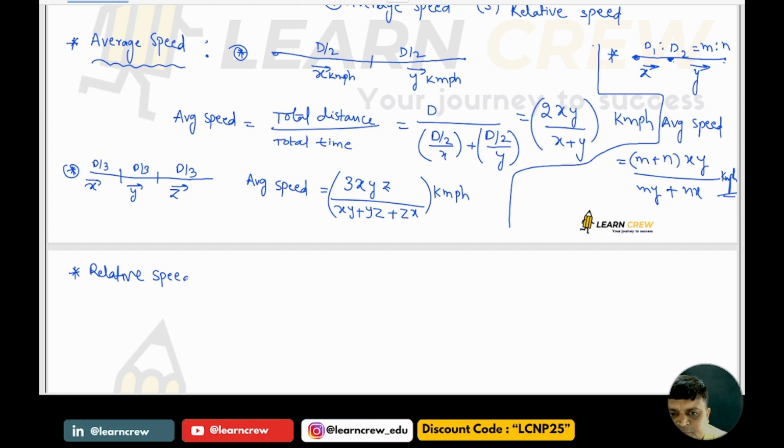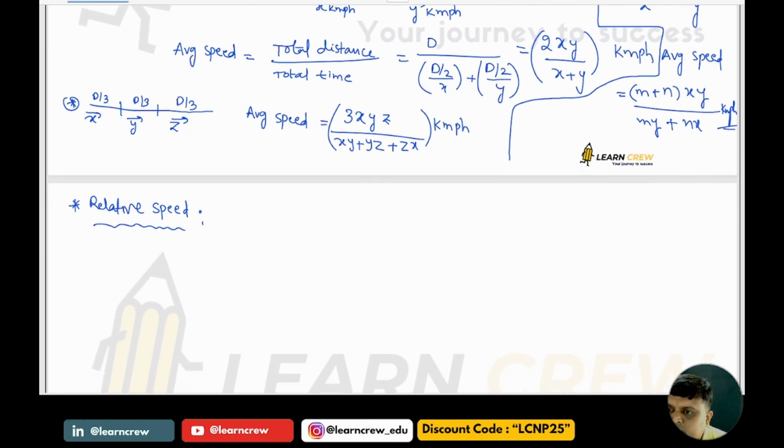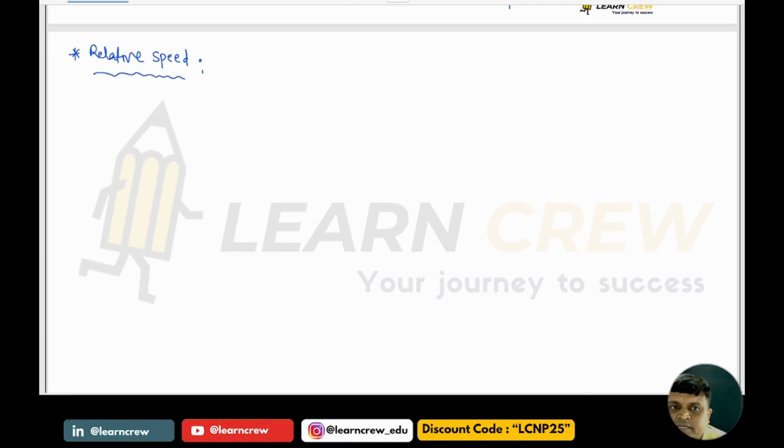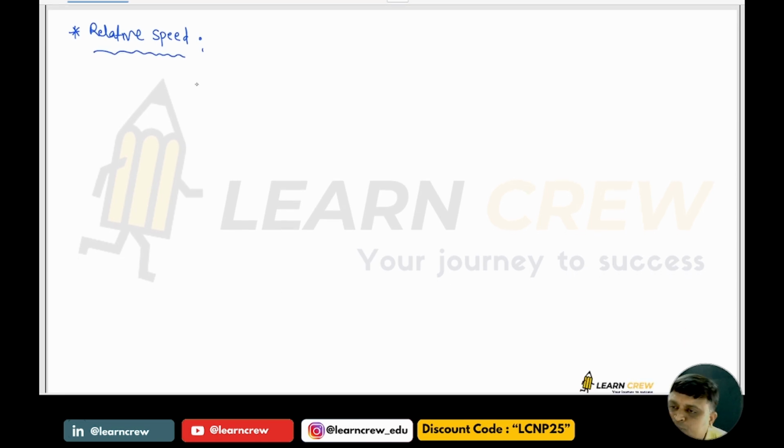What is relative speed? The speed of one object with respect to the other. The speed acquired by an object to attain the speed of the other is known as relative speed.